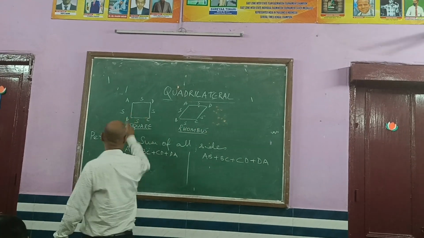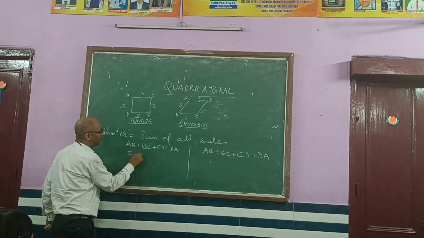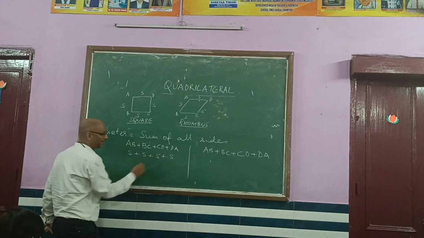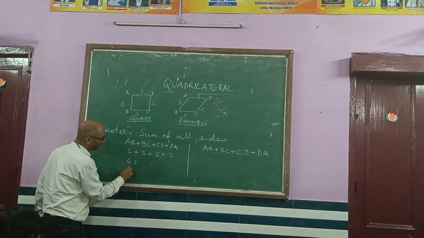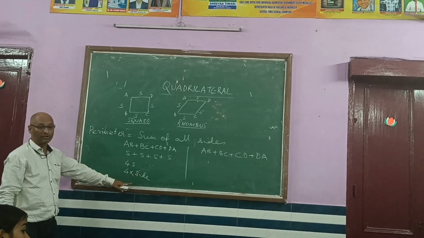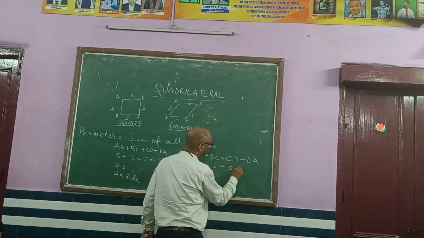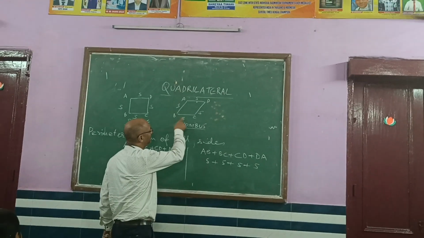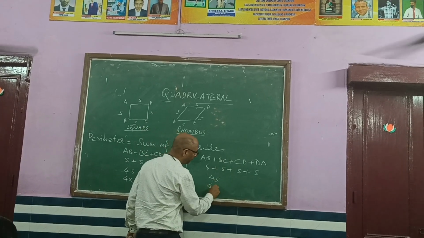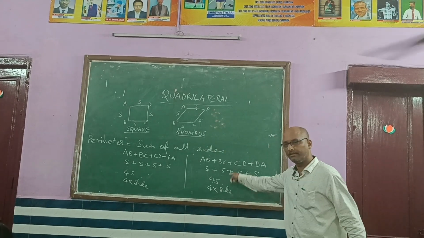So what is AB? AB is S, side. What is BC? Side. How many S are there? 4S. 4S means 4 into side. If somebody asks you what is the perimeter of a square, what will you say? 4 into side. The same thing is applicable to rhombus also: AB side, BC side, CD side. So how many sides are there? 4S, that means 4 into side. Is that clear?